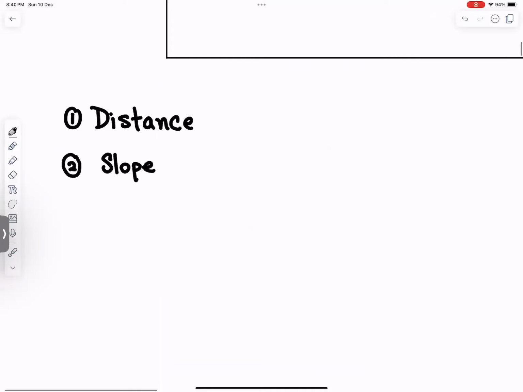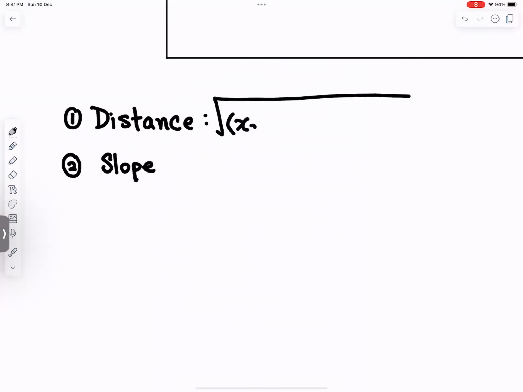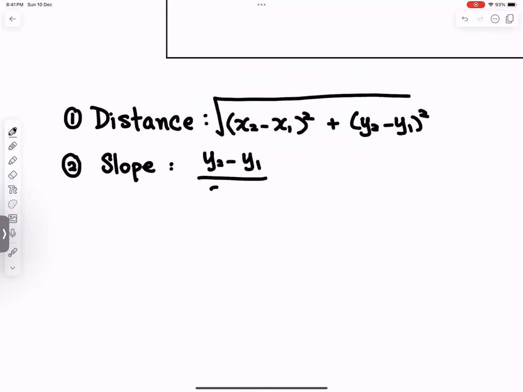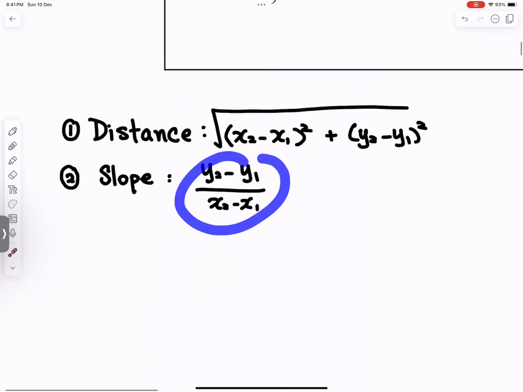For distance, the formula is square root first, x2 minus x1 square plus y2 minus y1 square. For the slope, it will be y2 minus y1 over x2 minus x1. Now, what is this y2, y1, x2, x1? These things are basically your coordinates.